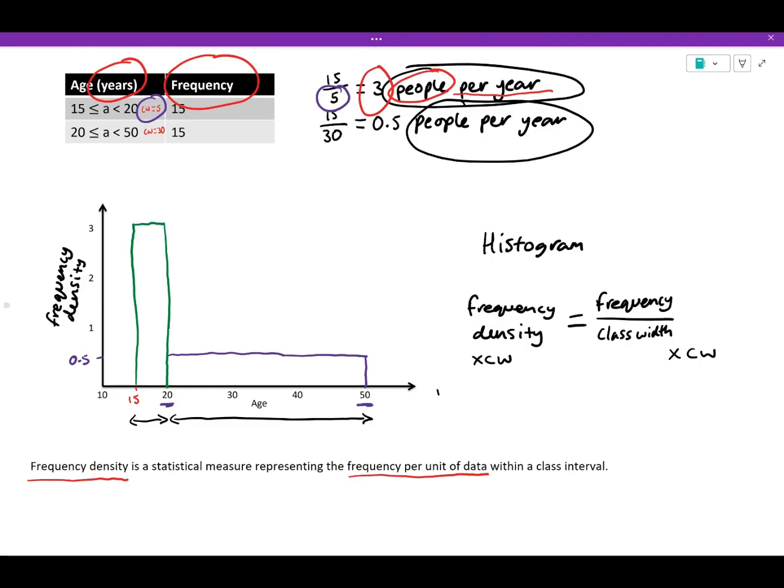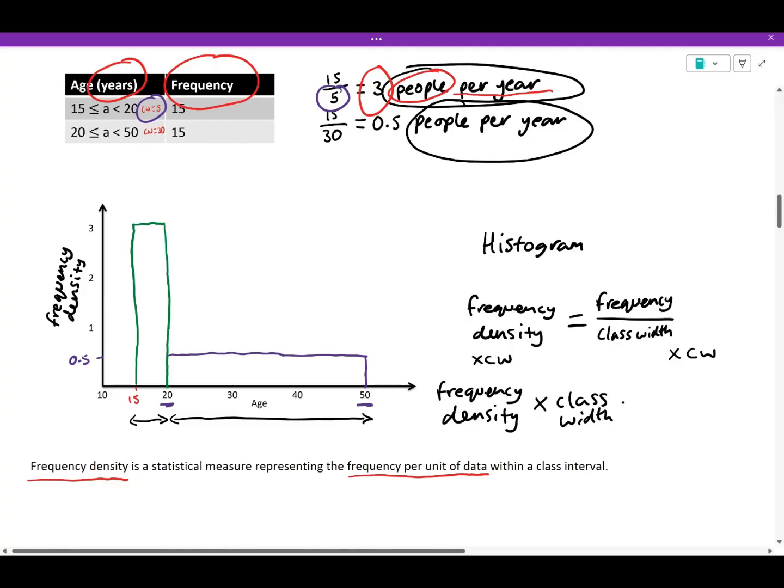So what we end up with is our frequency density multiplied by our class width. So I'm going to write that here. Frequency density multiplied by our class width. And that calculation is going to be equal to our frequency, which is what's left over on the right-hand side, like that. So now we've got a formula for frequency. However, what does this calculation actually represent on my diagram?